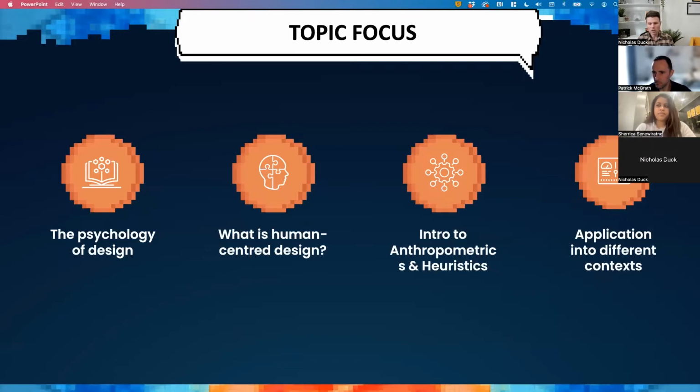We'll then talk a little bit about anthropometrics and heuristics, so design heuristics. There'll be a bit of a mix of both physical and cognitive design characteristics that are important when you're thinking about designing things for a human being. And then we'll also be looking at different contexts. We've come up with one context today, which is looking at the video game industry, but then we'll look at some other contexts as well, because design obviously is relevant to all sorts of industries.